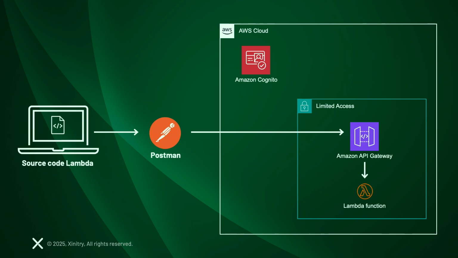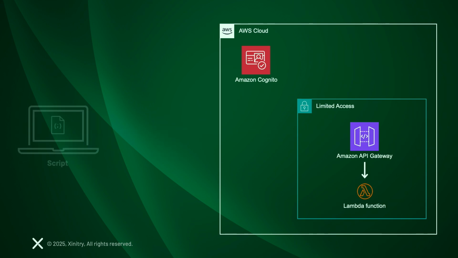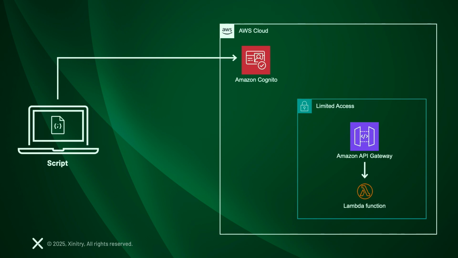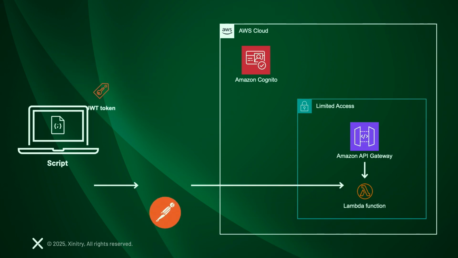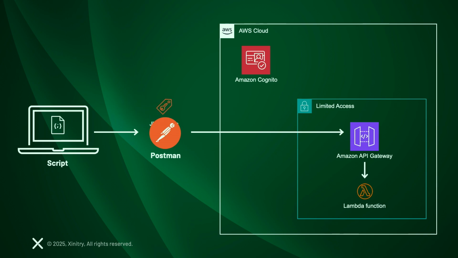The second solution, the one that I'm going to show you now, is faster and easier. Instead of going through the hosted UI, we run a simple script that talks directly to Cognito without any browser or GUI. The script then authenticates the user and instantly returns a valid JWT token. From there, we can grab that token and send it with our request in Postman and immediately run our Lambda function without wasting time logging in manually. This is the approach that will save you minutes or even hours during development. So let's go and put it into action.